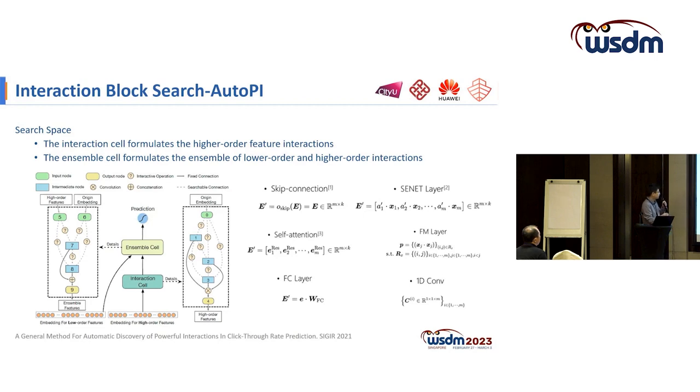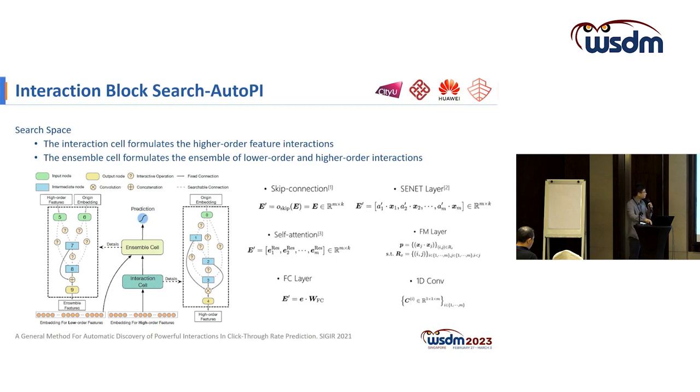And for the ensemble cell, the purpose of this cell is to ensemble the low order and the high order feature interactions. So the input of this cell consists of two parts. The first part is high order feature interactions, which is generated from the interaction cell. The other part of the input is the original embedding. And the output of this cell is the ensembled features. Again, there are some internal nodes here that represent the intermediate representation of the features.